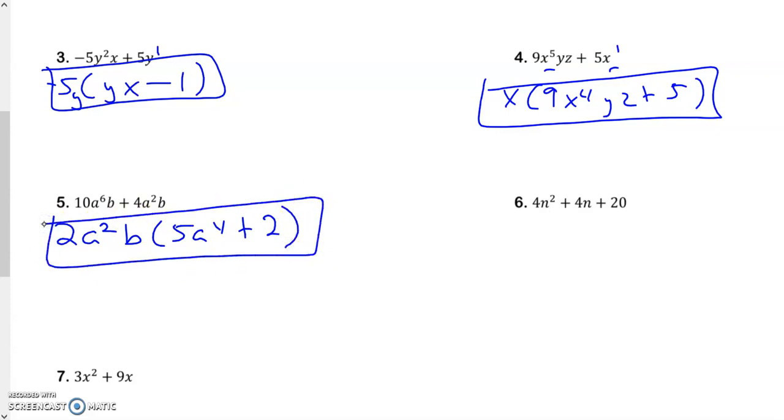Taking a look at this one, again, I noticed I could take out a 4. So if I take out a 4, that's about all I could take out. So 4 divided by 4 is just going to leave me with n to the second, plus 4 divided by 4 is just going to leave me with an n. And then plus 20 divided by 4 is going to leave me with a 5.